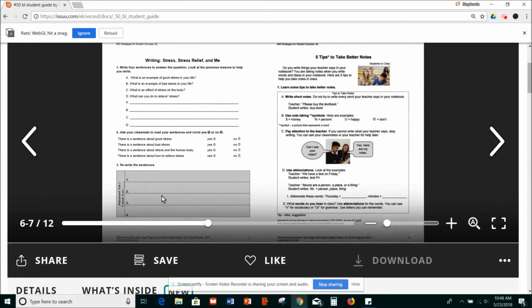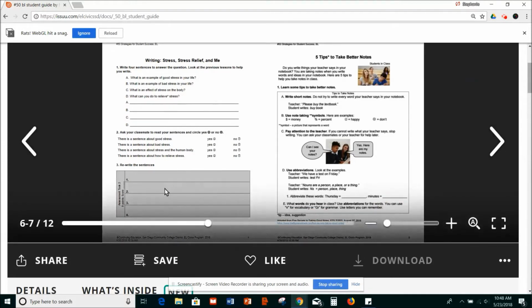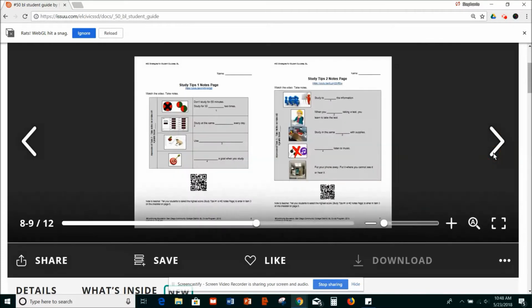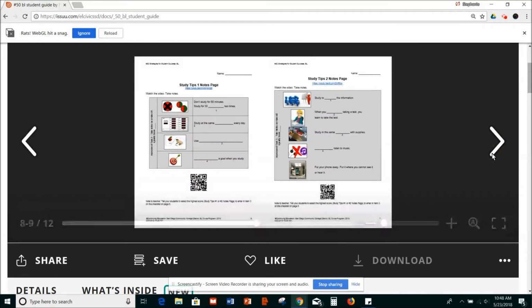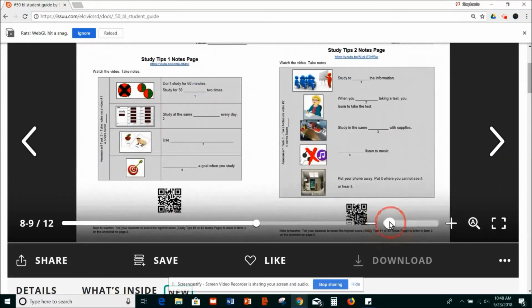Write 4 sentences about stress and stress relief. Here is assessment task 2 in gray, worth 8 points. Page 5 introduces students to note-taking strategies, such as using symbols and abbreviations. On page 6, students complete assessment task 3, taking notes on a video about study tips.